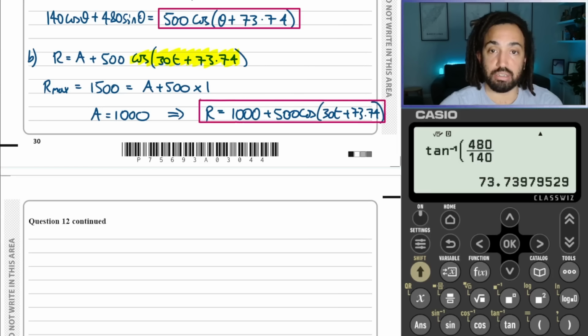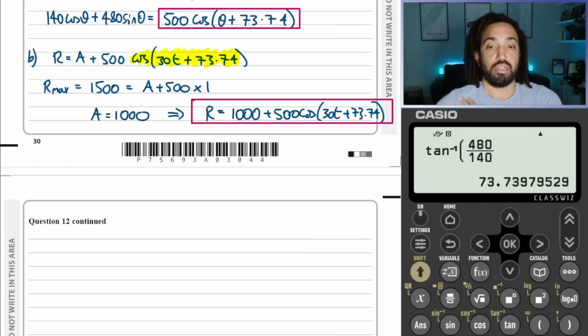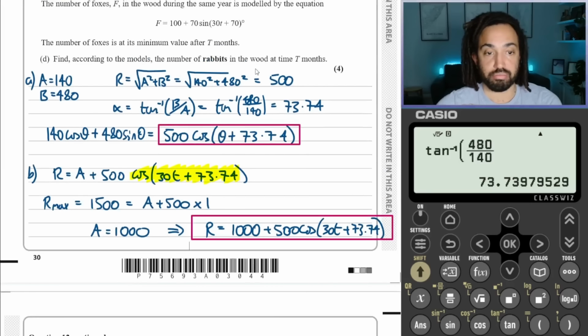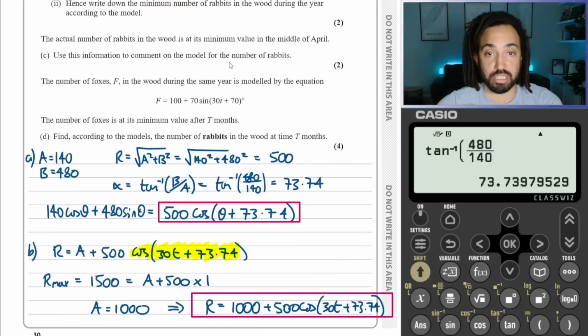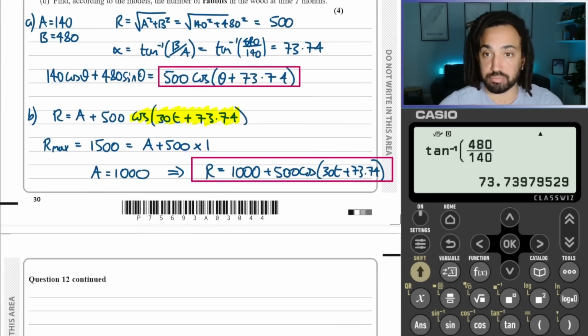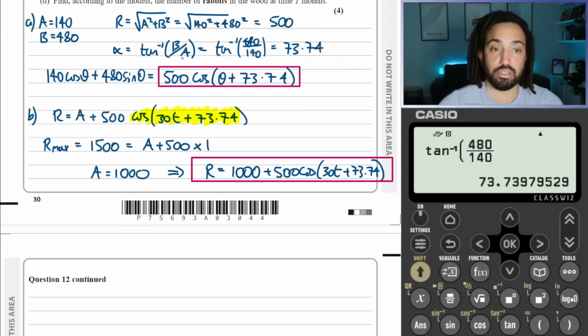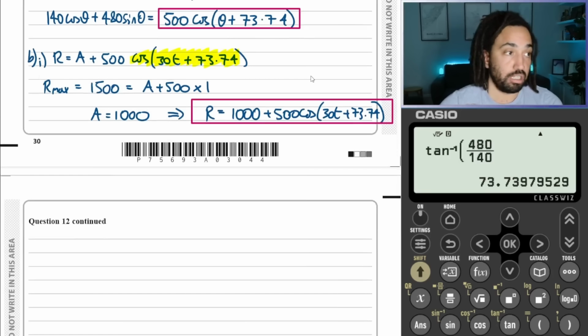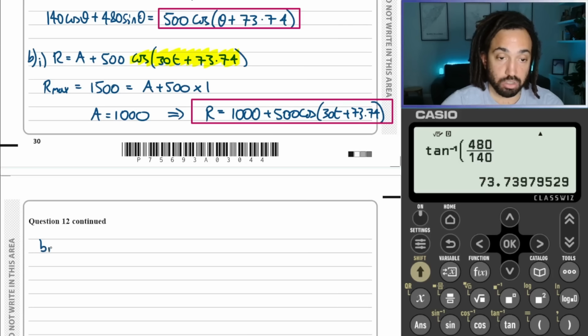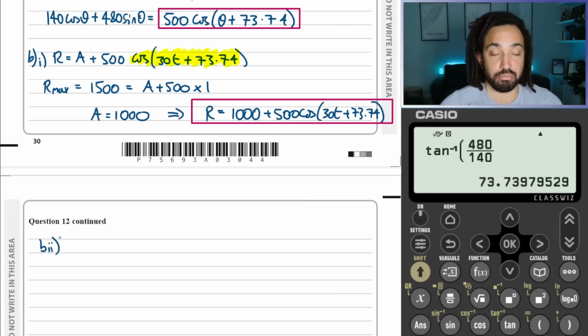We need to write that out if it asks for the complete equation. Okay, the next part is write down the minimum number of rabbits in the wood according to this model. So let's think again about that yellow cos function. The maximum it could have been was 1, and the minimum a cos function can be is -1.